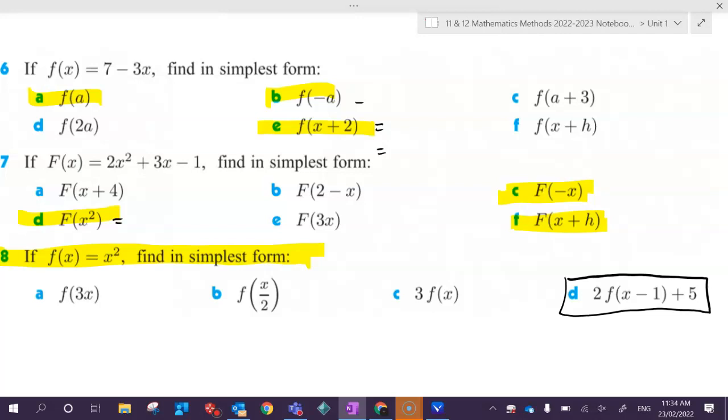Another way of saying the same thing. Oh, I didn't even pause it. That's going to be a boring part of the video. Look, substitute A. I replace the X with A.